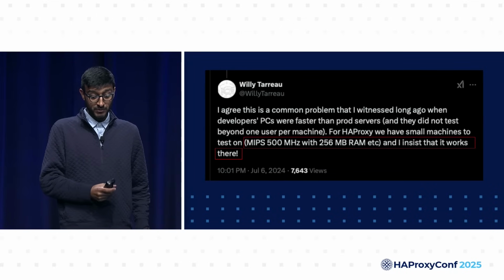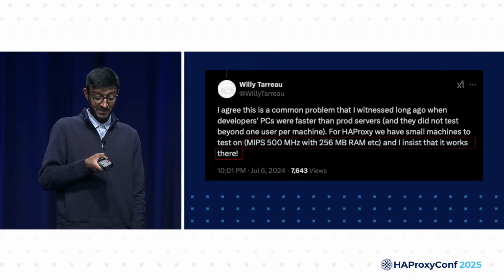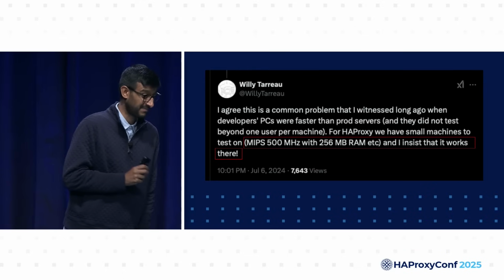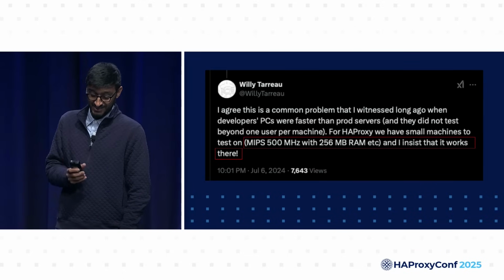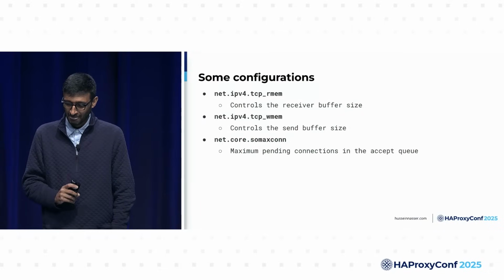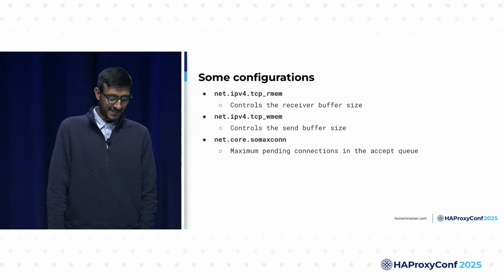So what they do in HAProxy is actually, I didn't know that. They make sure the tests pass on a 500 megahertz, 256 megabyte of RAM machine, which is amazing. It's challenging. I'm pretty sure it's painful too. So here are some configurations that I'd like to go through.